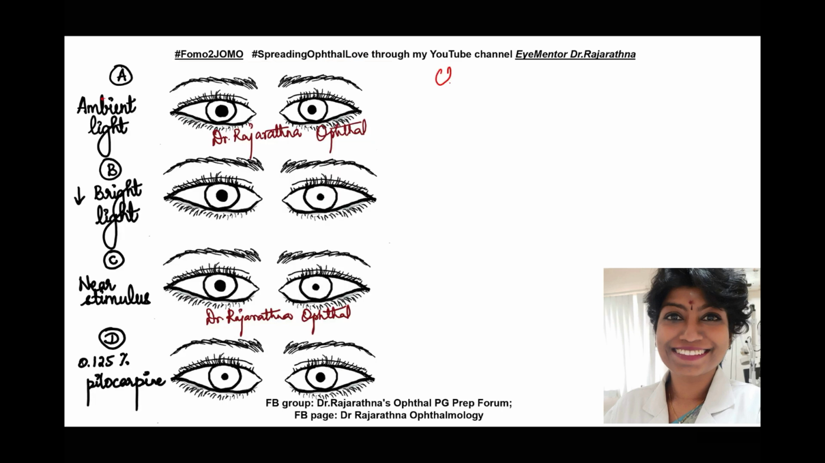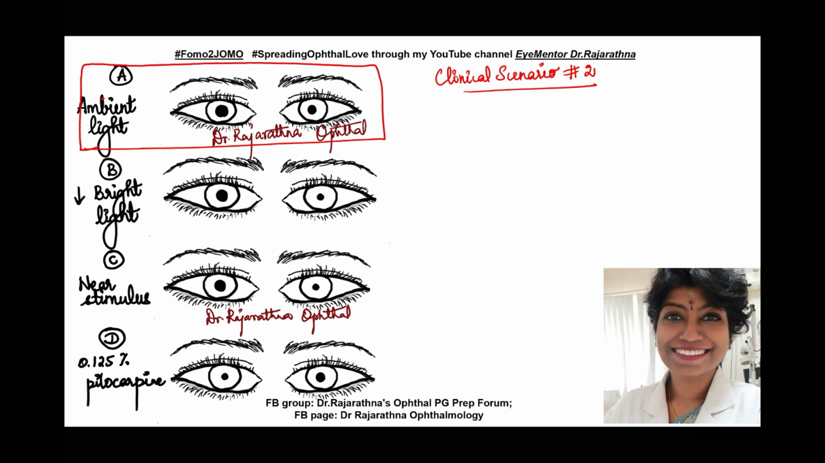So that's clinical scenario number 2. So now again we have 4 pairs of eyes staring at us, again asking for the diagnosis. So shall we proceed again with one step at a time? So we are starting with A, ambient light, that is normal light. So normal light, I can see that the right pupil is a tad bigger and the left is a tad smaller, or is it the left normal and the right dilated, or the right normal and the left constricted?